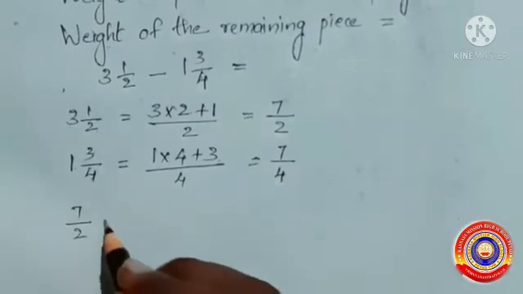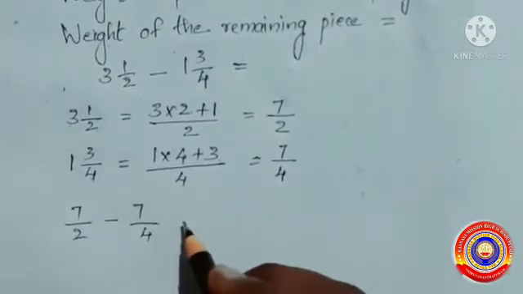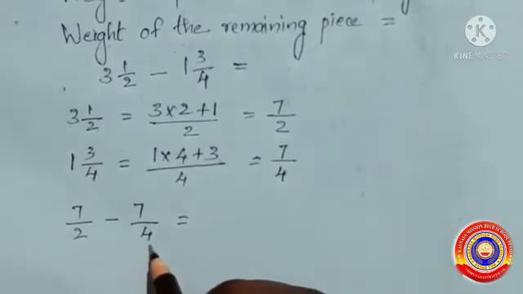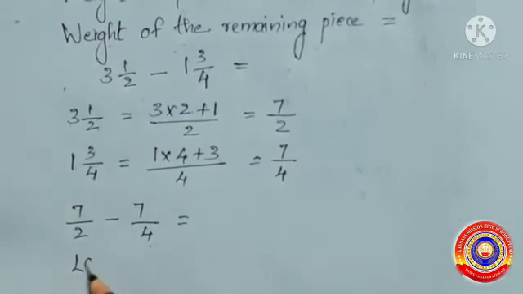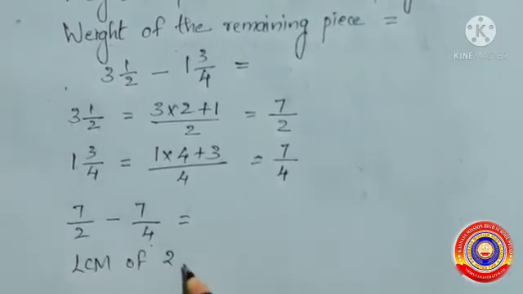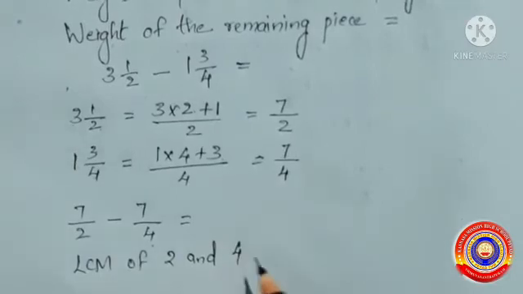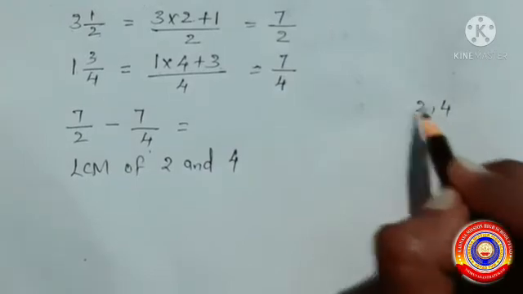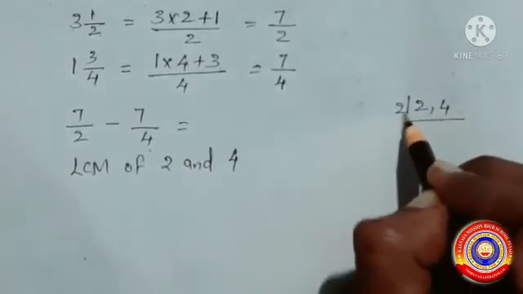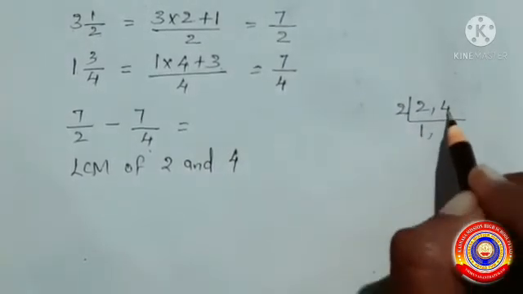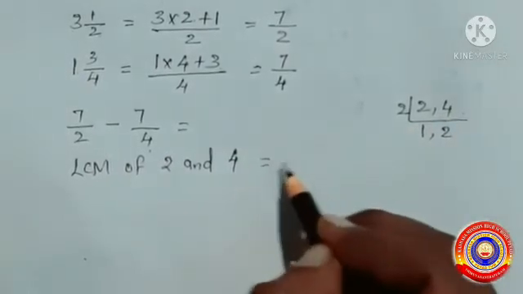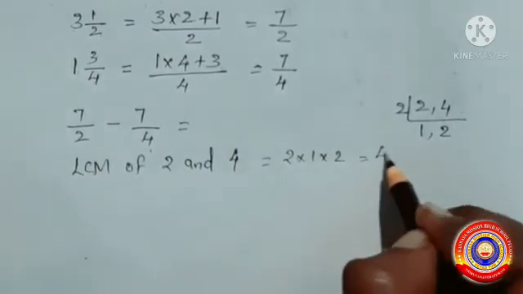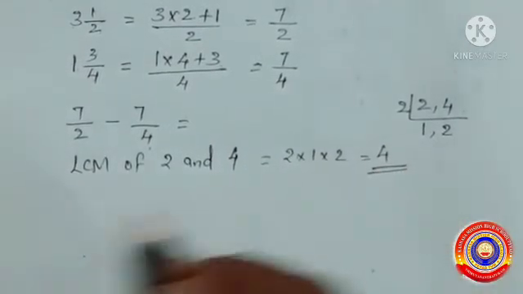7 by 2 minus 7 by 4 is equal to, these are not like fractions. Then we have to convert them into like fractions. Then find the LCM of 2 and 4. We shall do it together. 2 and 4 are divisible by 2. Then 2 divided by 2 is equal to 1 and 4 divided by 2 is equal to 2. Then the LCM is equal to 2 into 1 into 2. 2 into 1 equals 2 and 2 into 2 equals 4. Then the LCM is equal to 4.